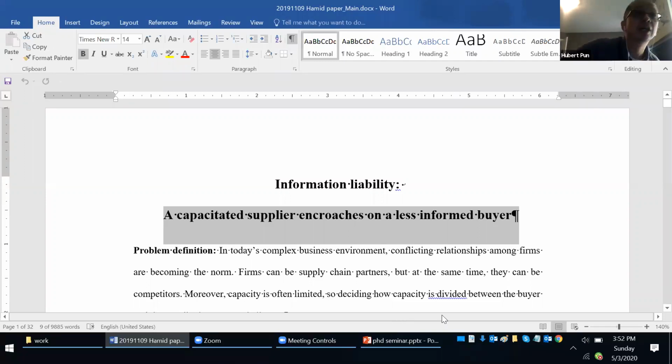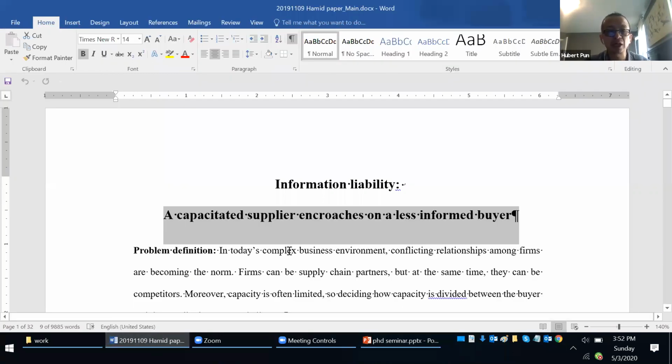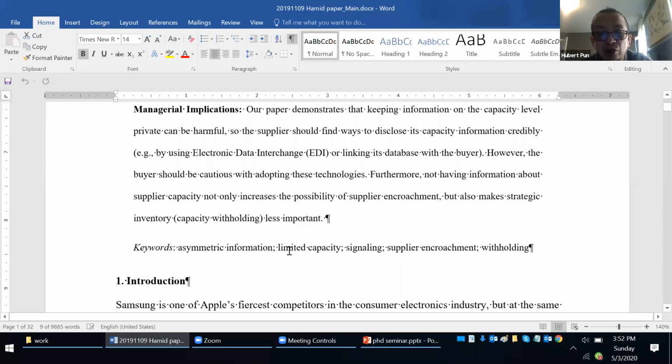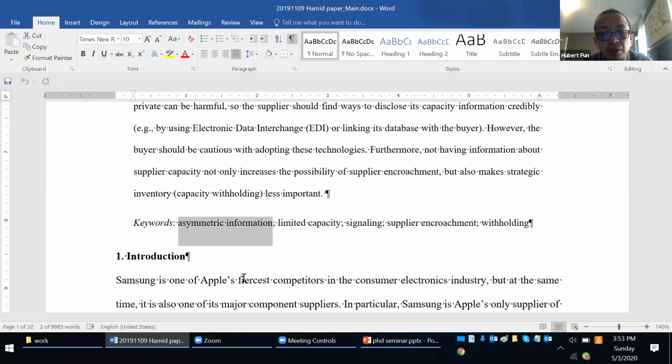Then the next thing is the keywords. Usually the keywords are around 3 to 5. Once again, in my paper there are 3 key features: the first is supplier encroachment, the second is limited capacity, and the third is asymmetric information. I have 3 keywords, so I can have 1 or 2 more. So I'm thinking, what should I do?